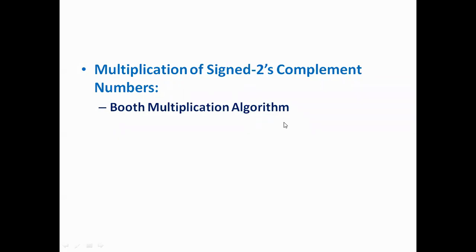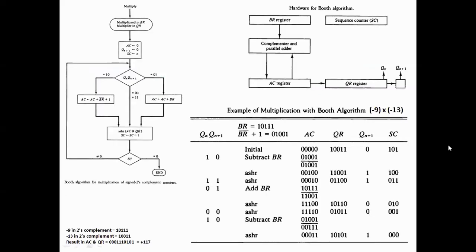The algorithm is a simpler one. Let us see the flow chart for the corresponding algorithm. So here on the left side of your screen, you can see a flow chart. This is the Booth algorithm flow chart. So the flow chart says that when you have to multiply two binary numbers, put the multiplicand, the first number in BR register, put the second number, the multiplier, in QR register.